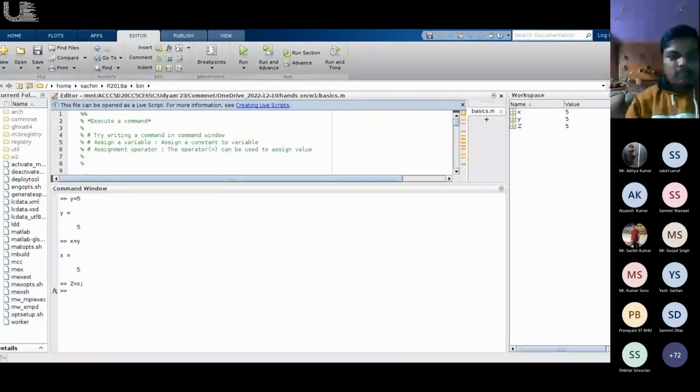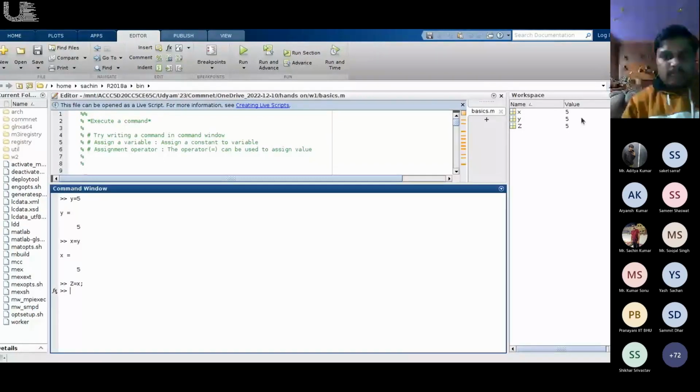So executing them. So next we will be creating some array. Let's say a is equal to, so for creating an array we will be using square bracket.